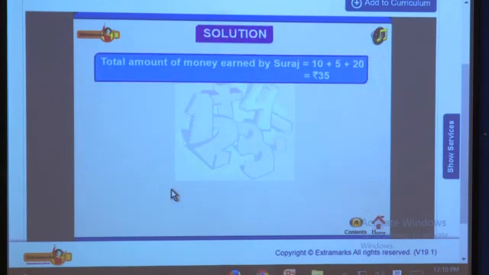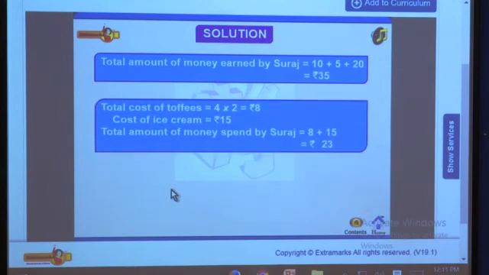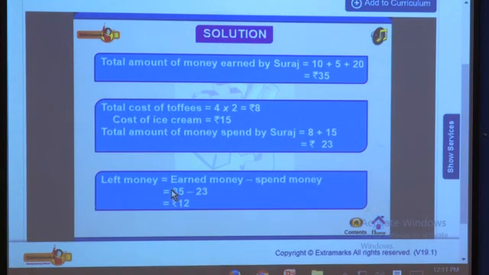The total amount of money earned by Suraj is rupees 10 plus rupees 5 plus rupees 20, which is rupees 35. Now the total cost of toffees paid by Suraj is 4 multiplied by rupees 2, which is rupees 8. He also spends rupees 15 on an ice cream. Hence, in total he spends rupees 8 plus 15, which is rupees 23. Now we know that left money is equal to earned money minus spent money. Therefore, the amount of money left with Suraj is rupees 35 minus rupees 23, which is rupees 12.